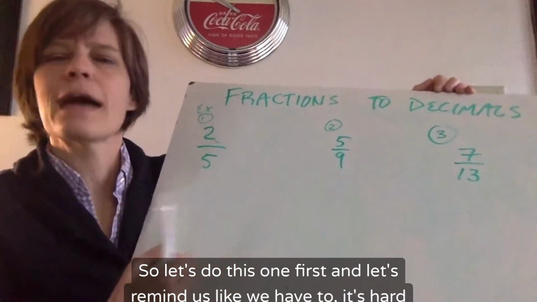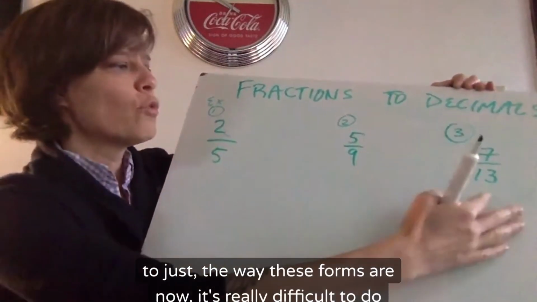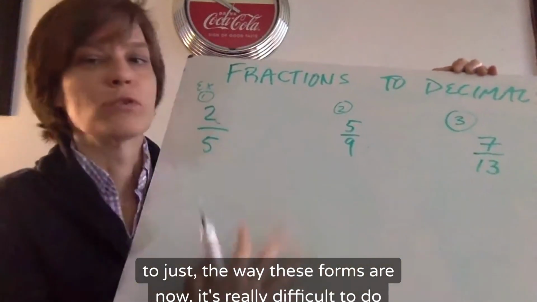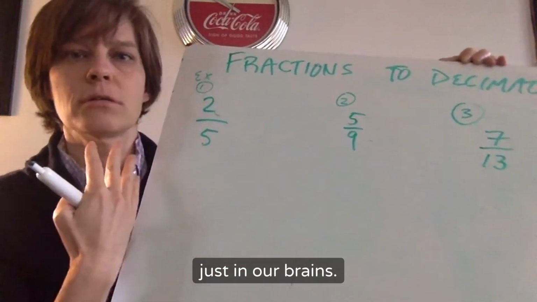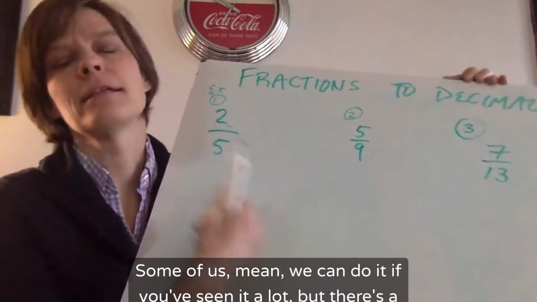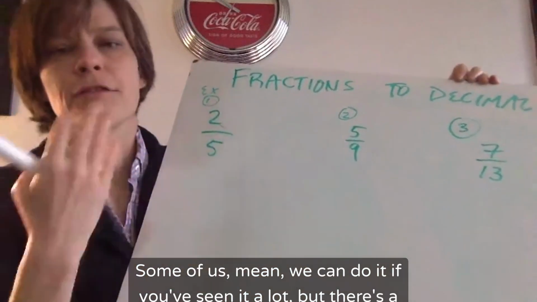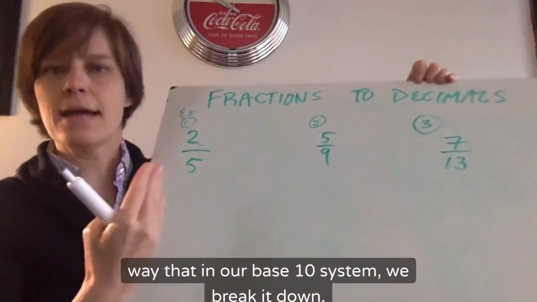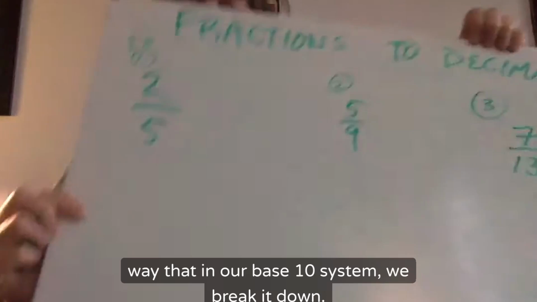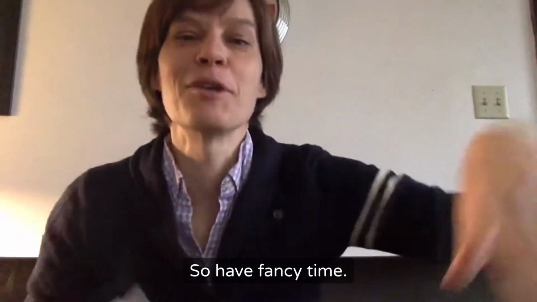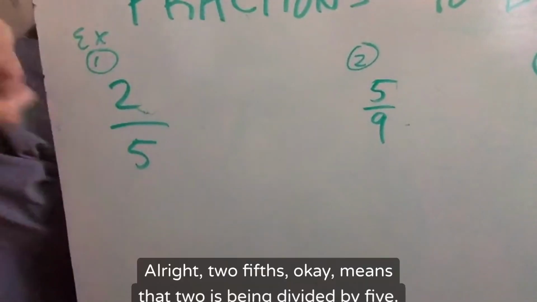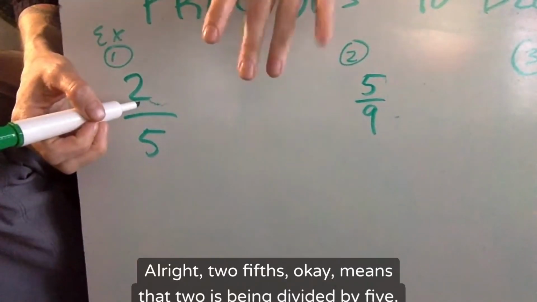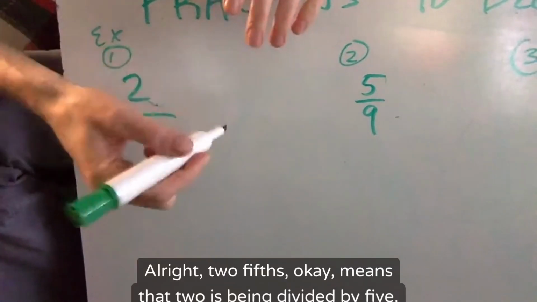And let's remind ourselves, the way these forms are now, it's really difficult to do just in our brains. Some of us can do it if you've seen it a lot, but there's a way that in our base 10 system, we break it down. Fancy time. Okay. All right.